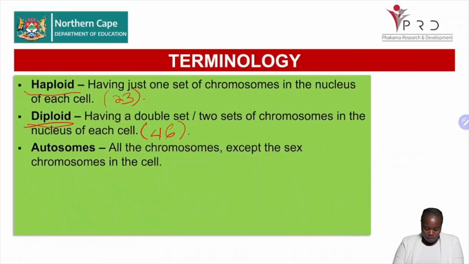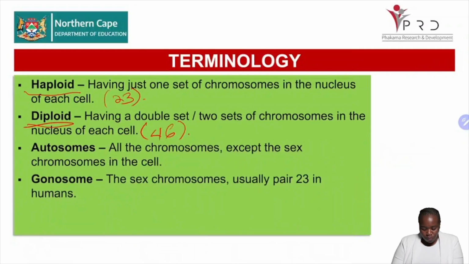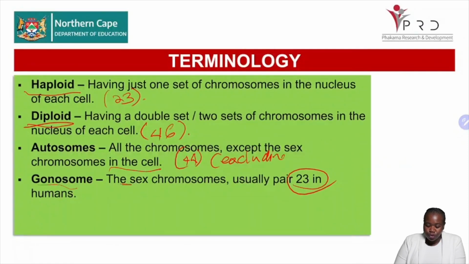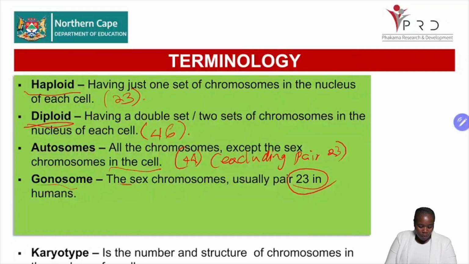And then we have autosomes. You should be able to differentiate autosomes from gonosomes. Autosomes are all the chromosomes except the sex chromosomes in the cell, right? And then the gonosomes would be the sex chromosomes, which is usually pair number 23 in humans, which means that because autosomes are all the chromosomes except the sex chromosomes, our autosomes in humans would be 44, right? Which is excluding pair number 23.